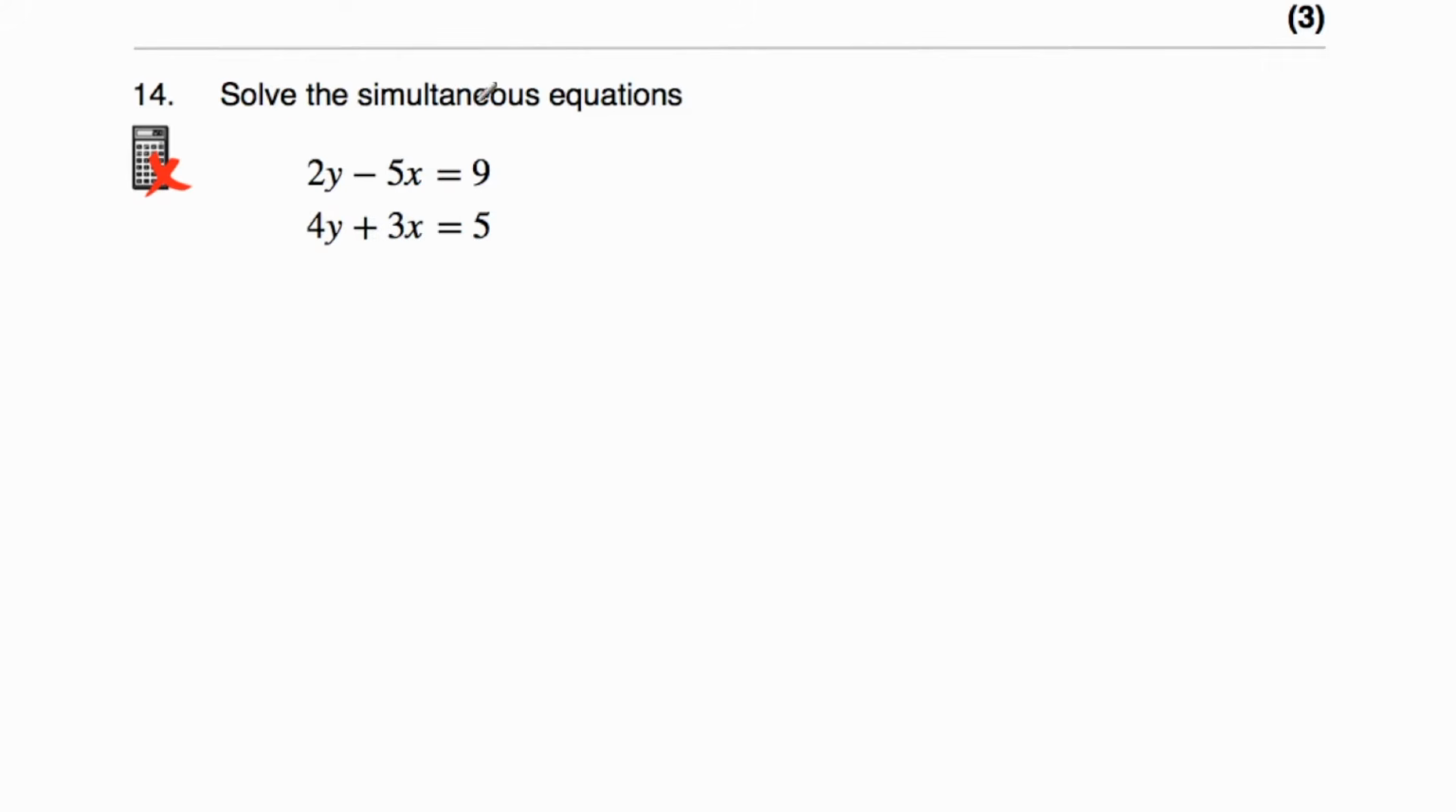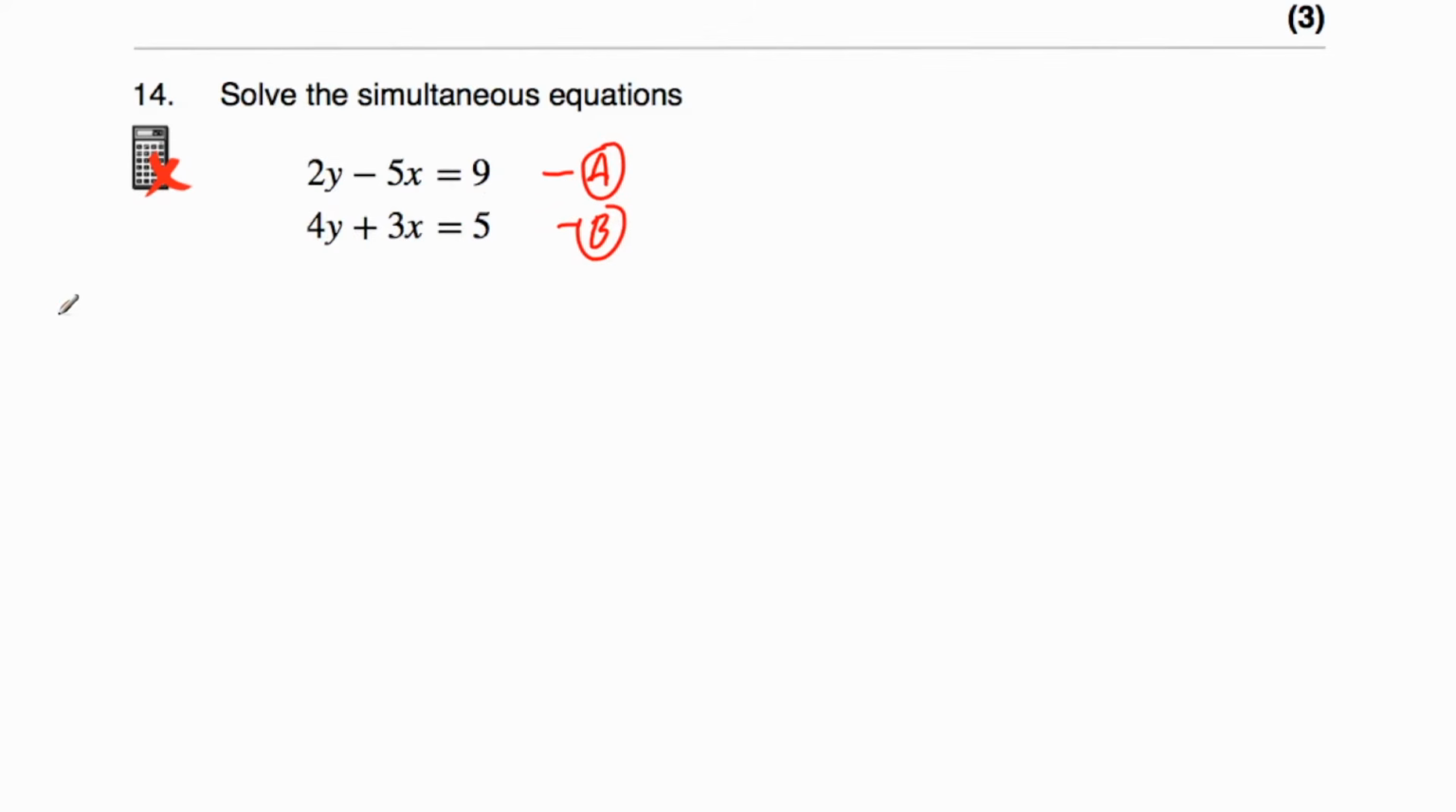Okay, let's have a look at question number 14. So question number 14 says, solve the simultaneous equations 2y minus 5x equals 9 and 4y plus 3x equals 5. Now here I'm going to cancel out the x's, so I'm going to multiply the top equation, equation A, by 3 to get minus 15x, and I'm going to multiply the bottom equation, B, by 5 to get 15x.